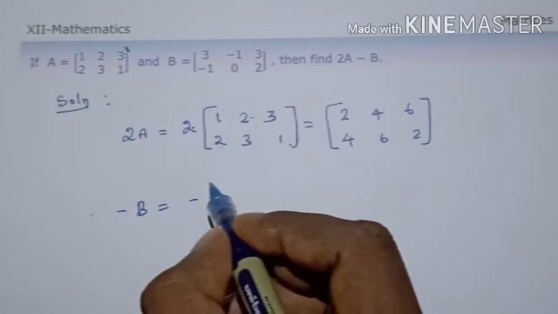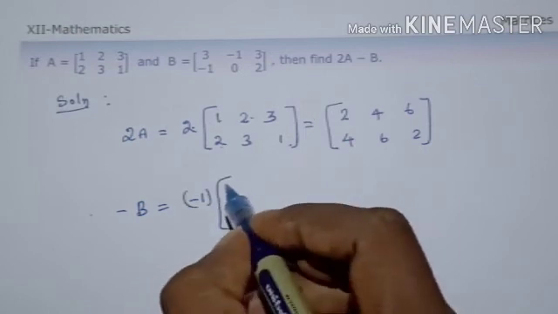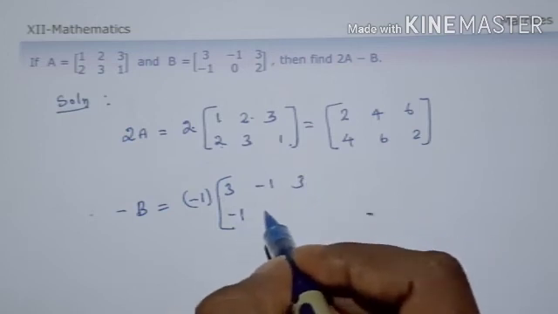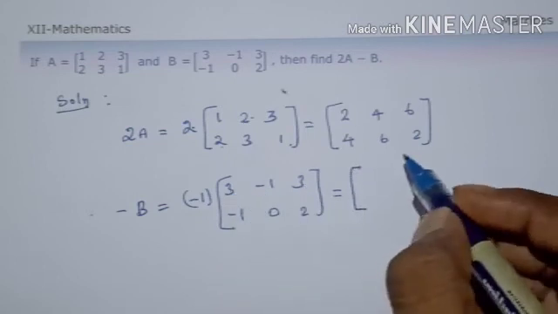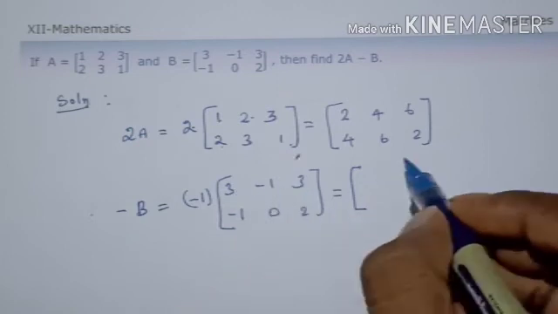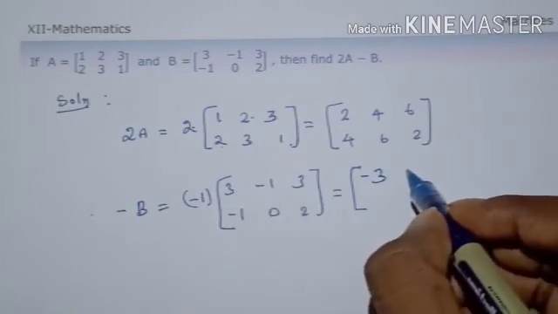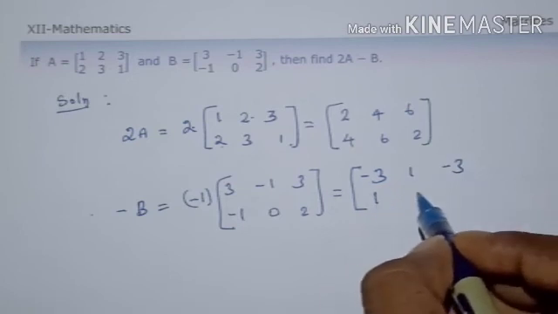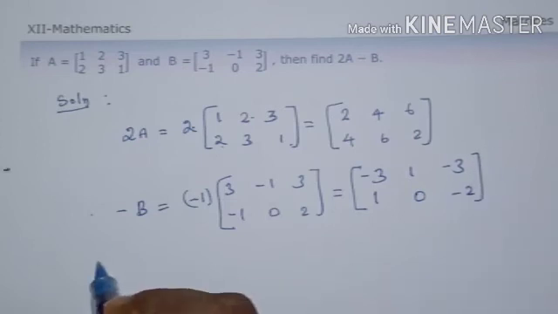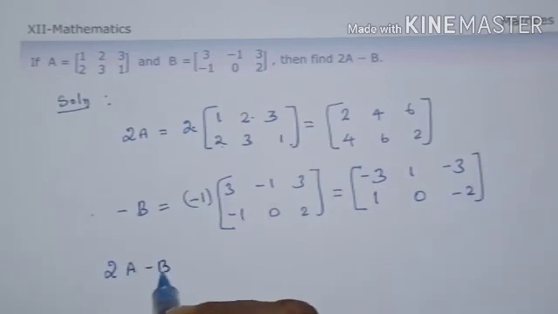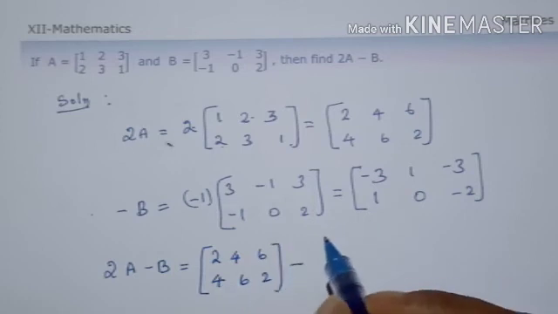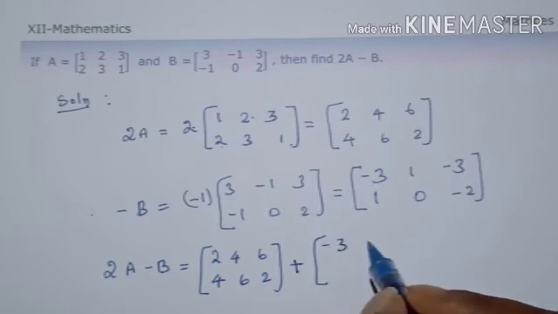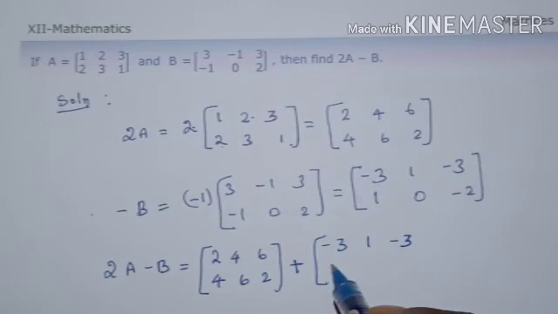So minus B can be written as minus 1 into the matrix B: minus 1 times 3, minus 1, 0, 2. As I told earlier, we can change the signs of all the elements of the matrix B. Now we will get minus 3, 1, minus 3, 1, 0 and minus 2. What should we find out here? 2A minus B, which is equal to 2 4 6 4 6 2, plus minus 3 1 minus 3 1 0 minus 2.